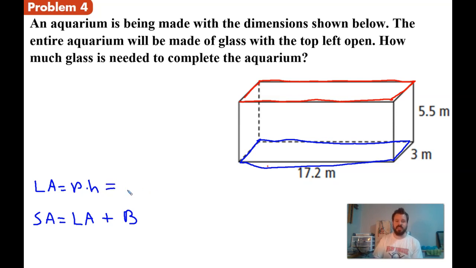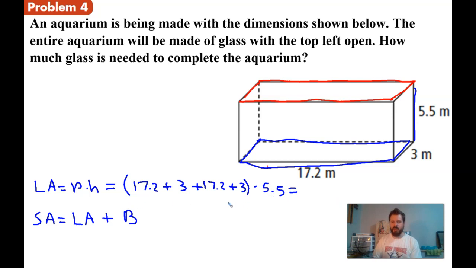Okay, filling things in there. If the bottom and top are my bases, perimeter of the base would be the 17.2 plus 3 plus 17.2 plus 3. Okay, times height of the prism. That'd be this 5.5. And when I multiply all that through, I end up with a 222.2.